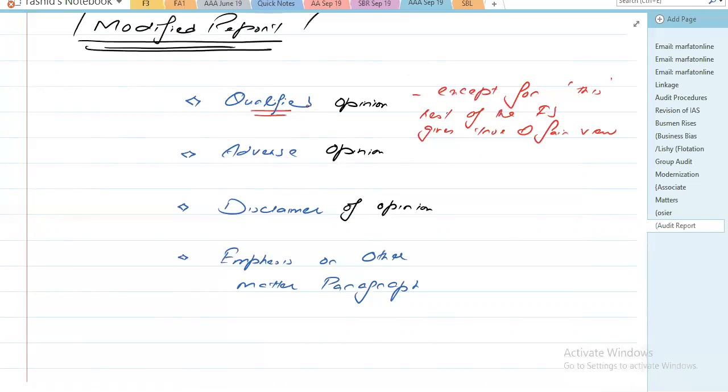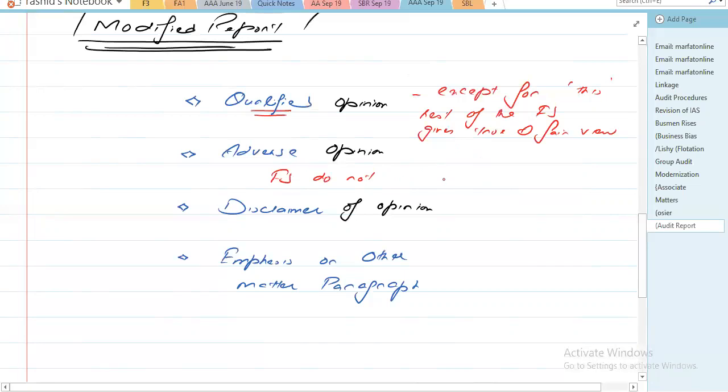Similarly, adverse opinion. Adverse opinion is where we say financial statements do not give a true and fair view.